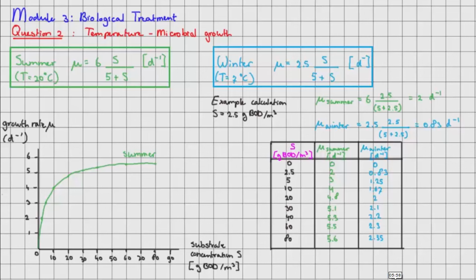Now we will draw the growth rate curve for the winter. So we can see that at 2.5 we had 0.83, at 5 we had 1.25, at 10 grams of BOD per cubic meter we had 1.67, at 20 we had 2, at 30, 2.1, at 40, 2.2, at 60 we had 2.3, and at 80 we had 2.35. So if we match the dots and draw the curve, we can see that at lower temperatures we have much lower growth rates. We can think about how this will impact our BOD removal.